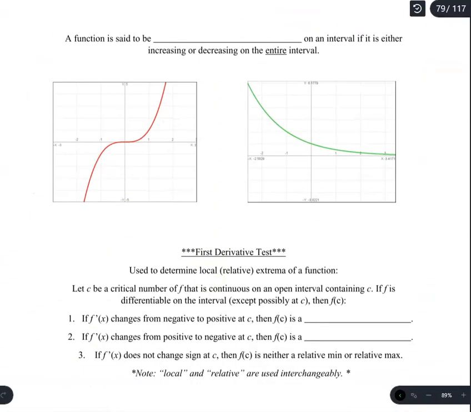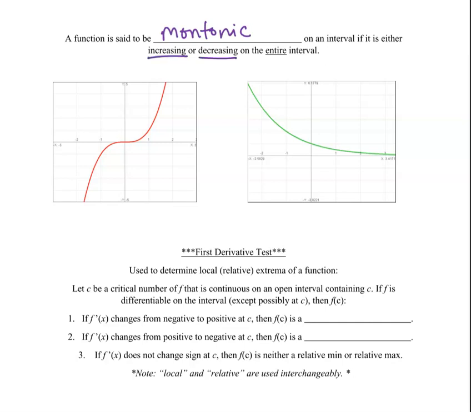A function is said to be what we call monotonic. So that's a fun word. Monotonic on an interval if it is either increasing or decreasing on the entire interval. So as an example, this is the graph y equals x cubed. Notice that it's increasing the entire time. This would be the exponential function. I think it would be e to the negative x, if I'm not mistaken, or something along those lines. And that would be decreasing the entire time.